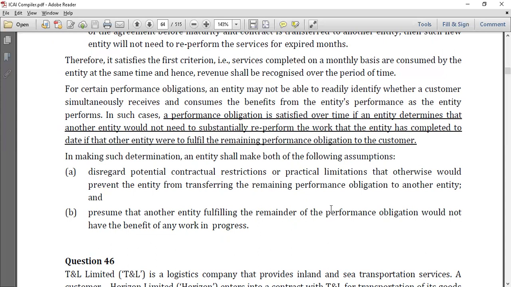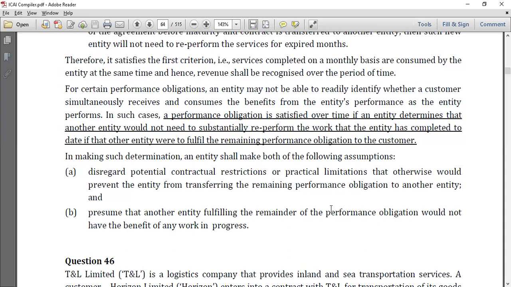You can say that a performance obligation is satisfied over time if the entity determines that another entity would not need to substantially reperform the work that the entity has completed to date, if that other entity were to fulfill the remaining performance obligation to the customer. See, this is very simple. The performance obligation is satisfied over time if the new entity that is appointed once Minitech left need not reperform the work that Minitech Limited has already completed.